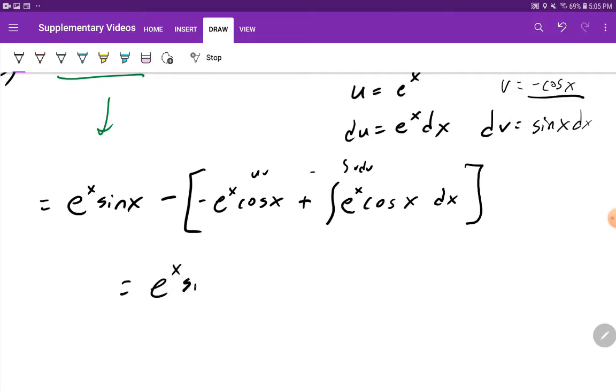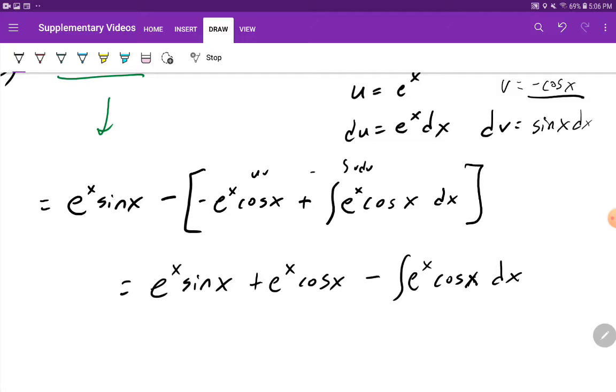E to the x sine of x. I'm going to distribute this negative. It becomes plus e to the x cosine x minus the integral of e to the x cosine x dx. Once again, please keep a watchful eye on your negatives and positives, okay?